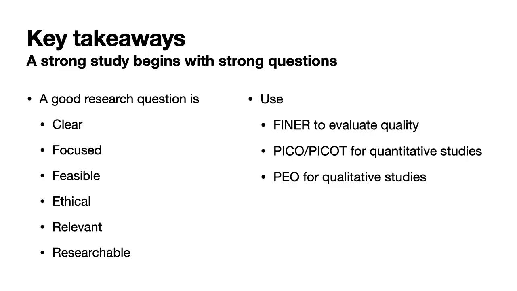Okay, let us summarize. A good research question is clear, focused, researchable, feasible, ethical, relevant. Use FINER to evaluate the quality of your research question. Use PICO, PICOT, or PEO frameworks to structure your question. And always remember, the success of a research project often depends on the quality of the question that starts it. A strong study begins with a strong research question.